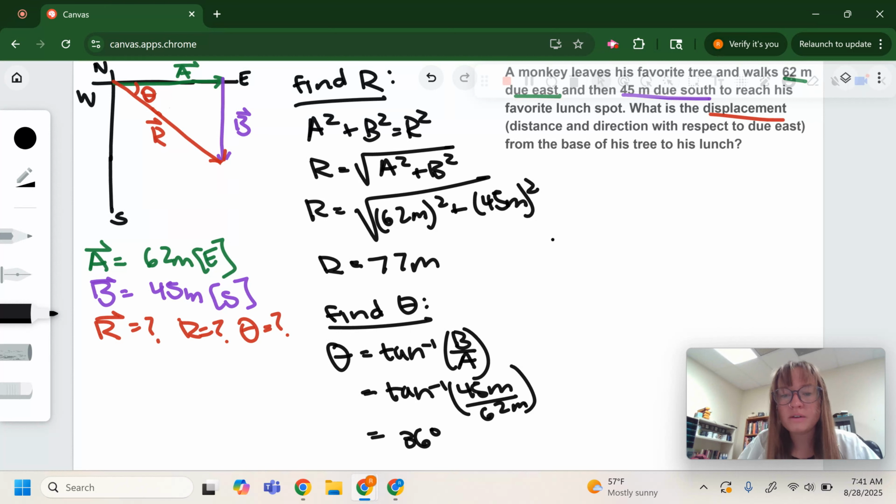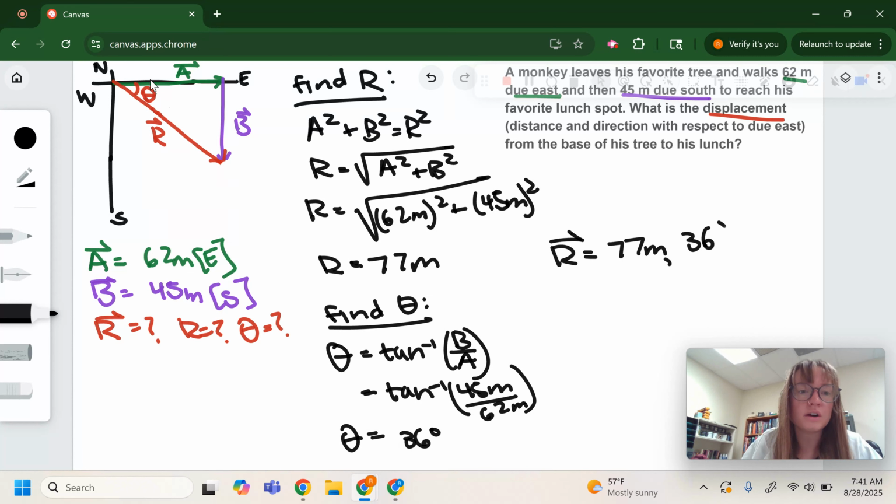Then we can write R all together. R hat is equal to 77 meters, 36 degrees. And now let's be careful about how we define our angle. We started at east and we went click, click, click, click, click, click, click towards the south until we ended at R. So we're going to go south of east. And that is our final expression.